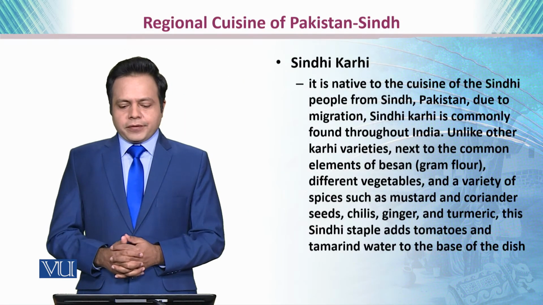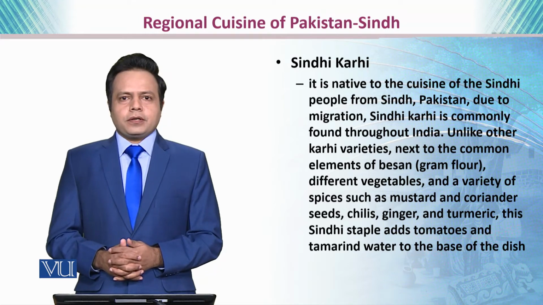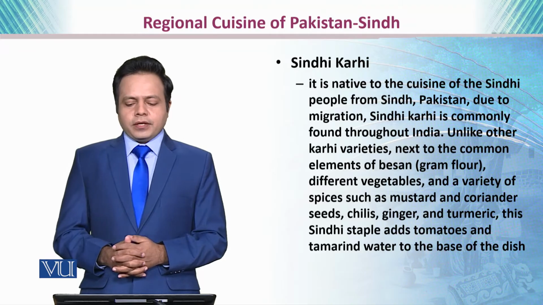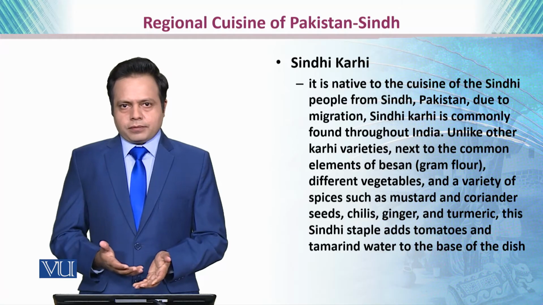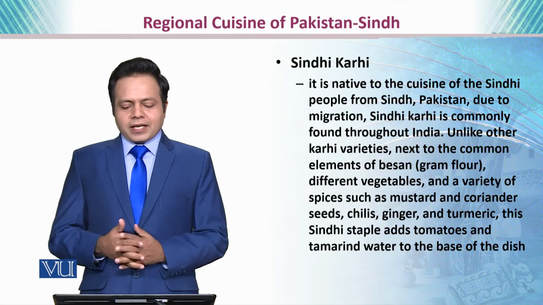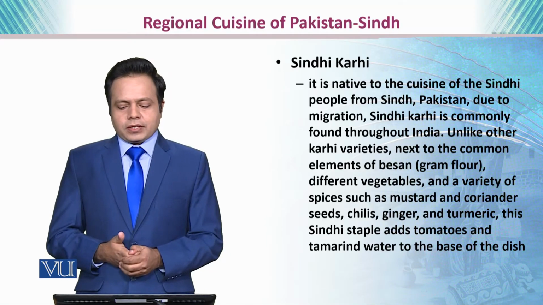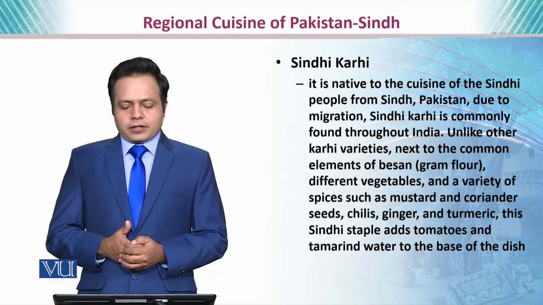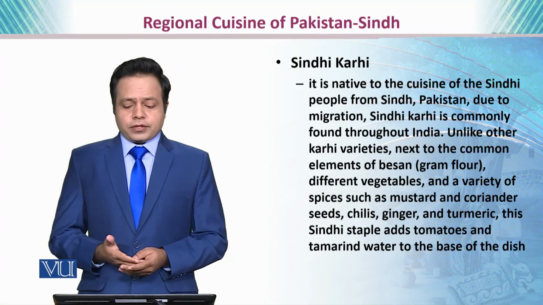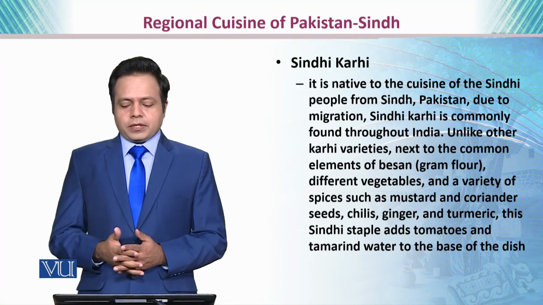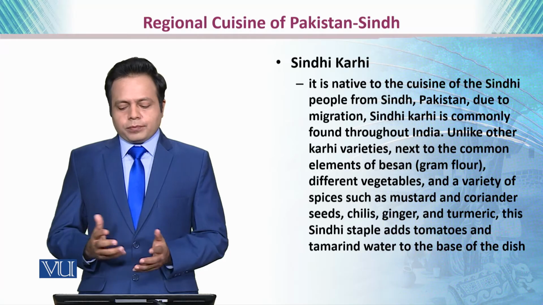Then we have Sindhi curry. It is native to the cuisine of the Sindhi people, particularly from the rural areas of Sindh. And Sindhi curry is commonly found throughout Pakistan and India. Unlike other curry varieties, next to the common elements of besan, like gram flour, different vegetables and a variety of spices such as mustard, turmeric, the Sindhi staple adds tomatoes and tamarind water to the base of the dish.